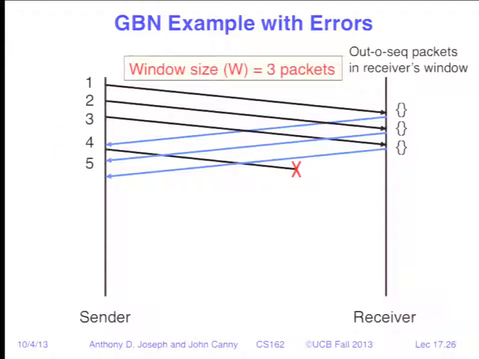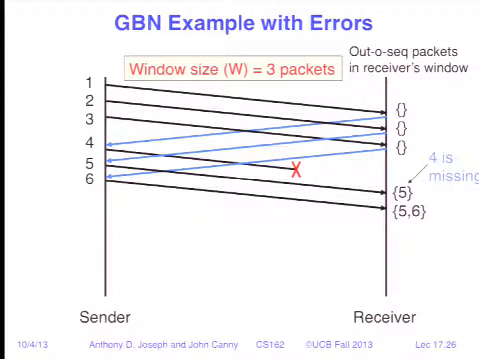Okay, so let's look at an example. Same example we just saw, but packet 4 gets lost. So what's going to happen? Well, packet 5 arrives. Now, our out-of-sequence packet window at the receiver grows, because we were expecting 4 and didn't get it. So we're going to have to hold on to 5. We can't give it to the application. And then packet 6 arrives, and we have to do the same thing. We have to hold on to it.